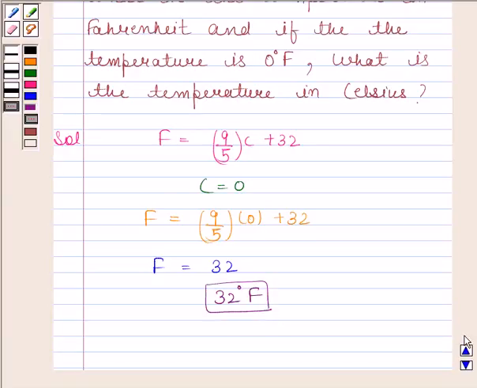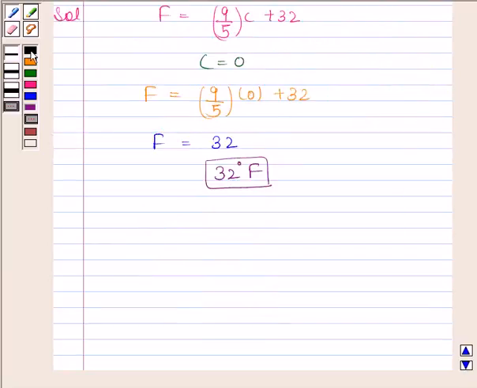Now, in the second part, we have to find if the temperature is 0 degrees Fahrenheit, then what is the temperature in Celsius? Now, F is equal to 0. Substitute the value of F in this equation. By substituting the value, we get 0 equals 9 by 5 into C plus 32.